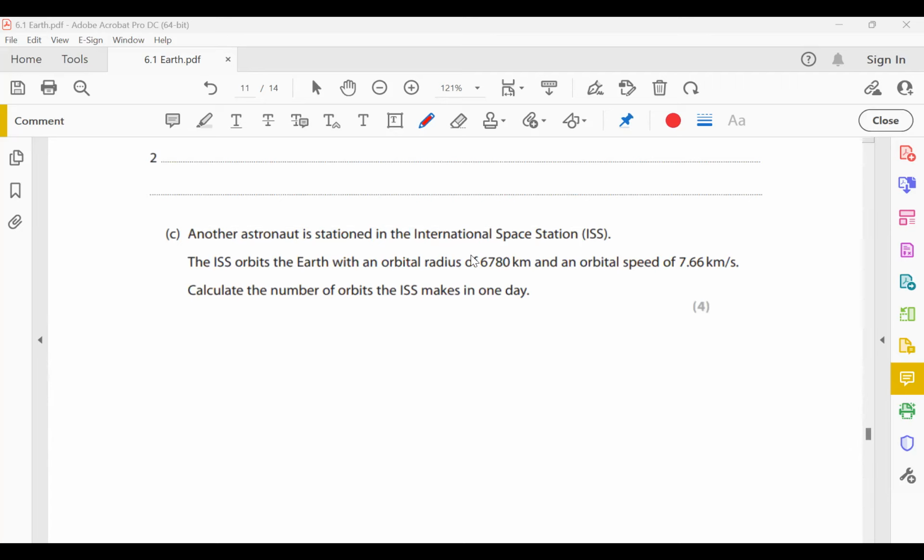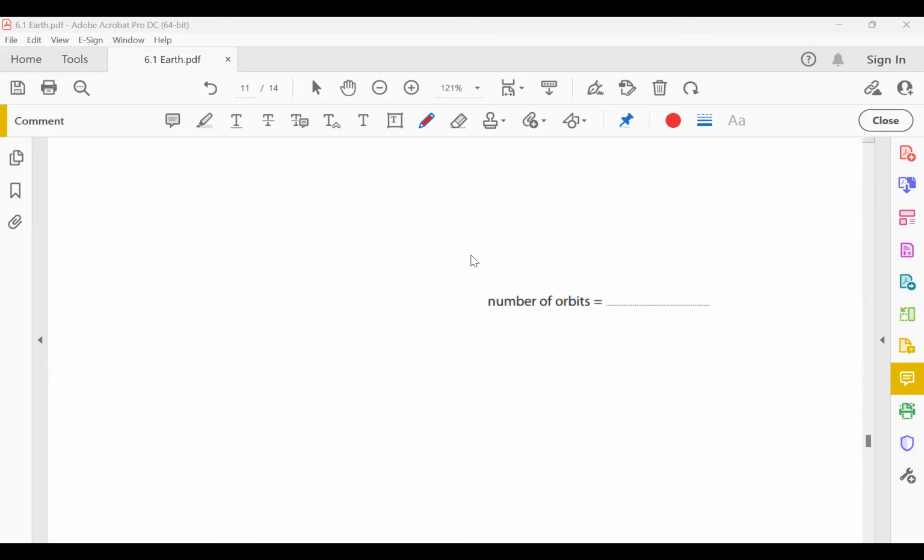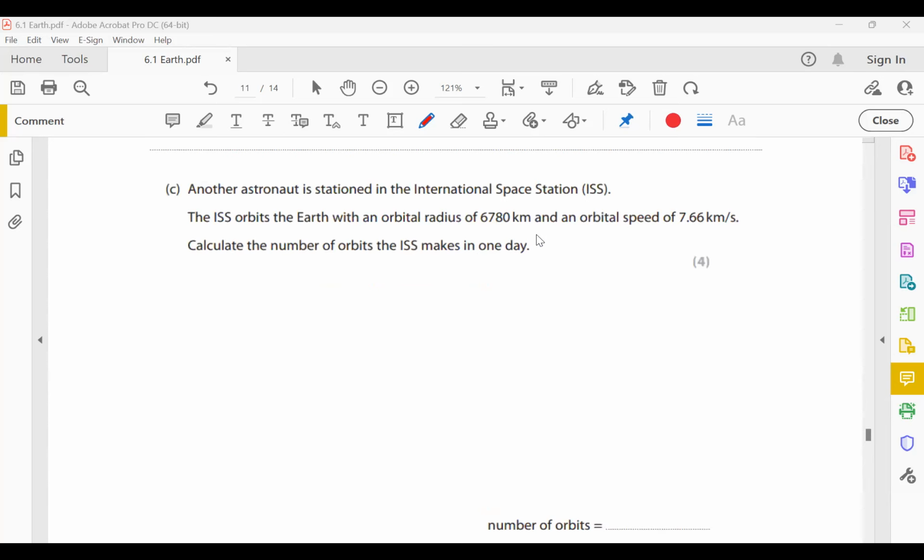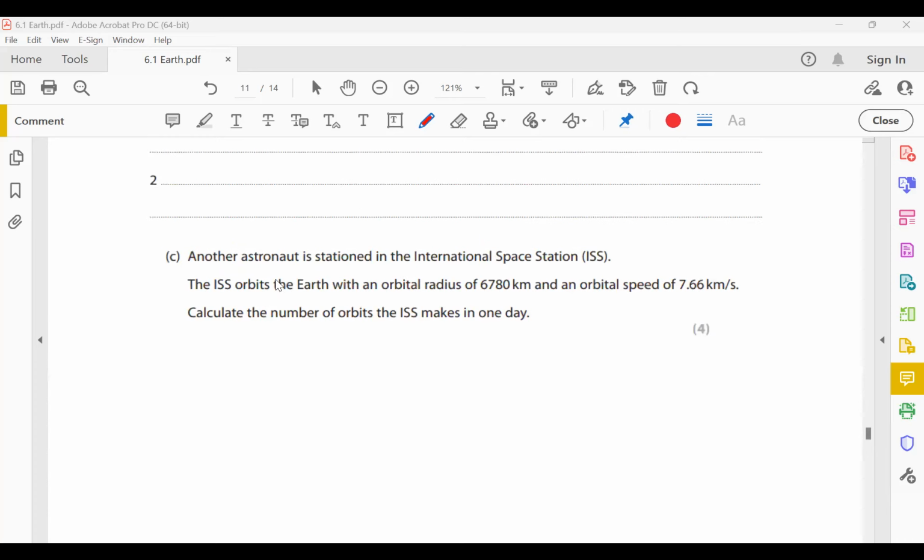Okay, let's go through this question together before we end the day, since some of you guys may ask a similar question as well. So if you look at this question here, it says another astronaut is stationed in the ISS. The ISS orbits something about this. This is definitely the radius, right? And an orbital speed of this amount. They ask you to calculate the number of orbits it makes in a day.